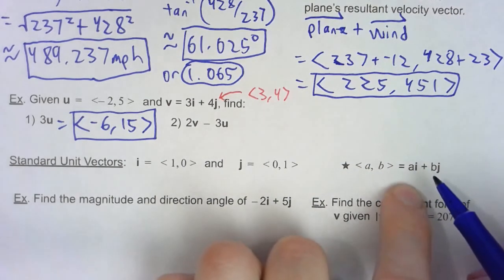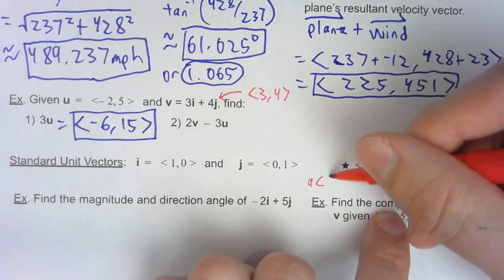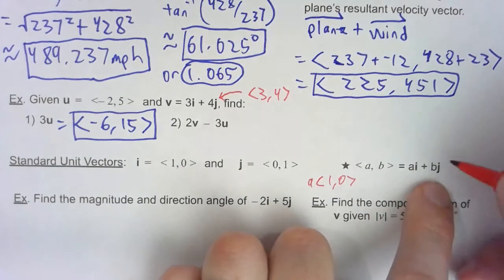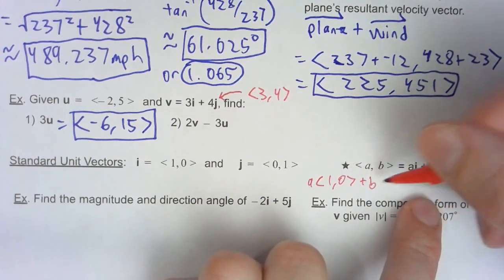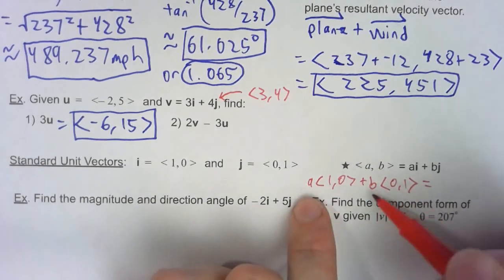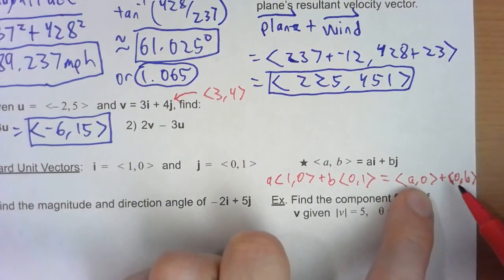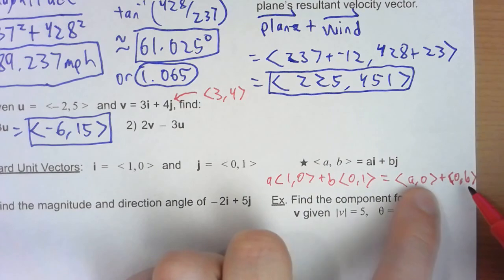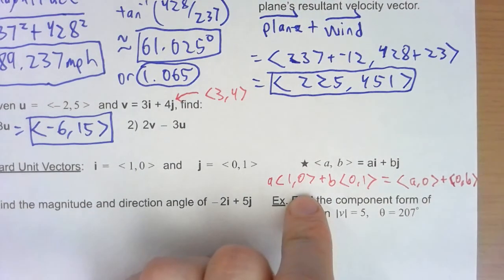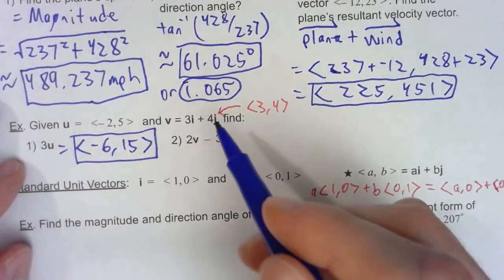If you want to see quickly why that is, we've got a times i. Well, that's a times 1, 0. And then b times j, that's b times 0, 1. Well, if we multiply those in, we've got a, 0 plus 0, b. And so you can see that a plus 0 is the a, 0 plus b is the b, and so it works out nicely. But you don't have to worry too much about that. The i is the x, the j is the y.